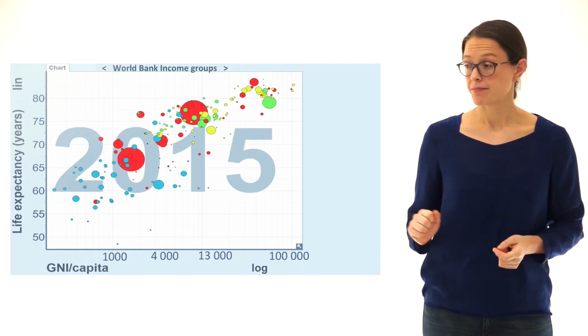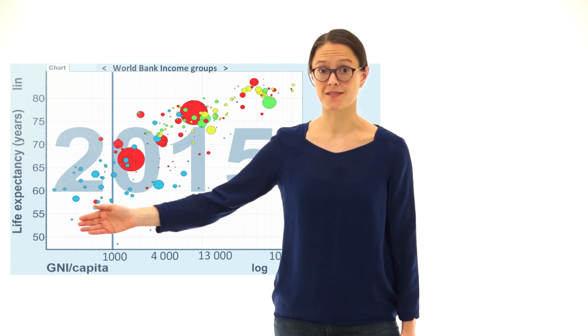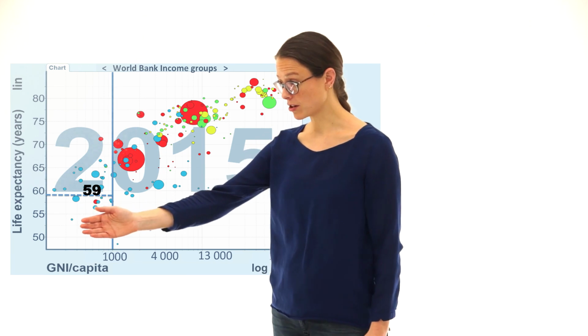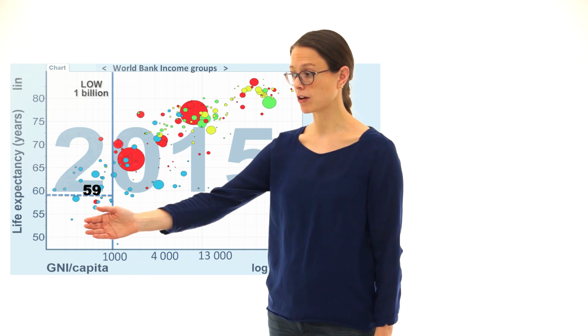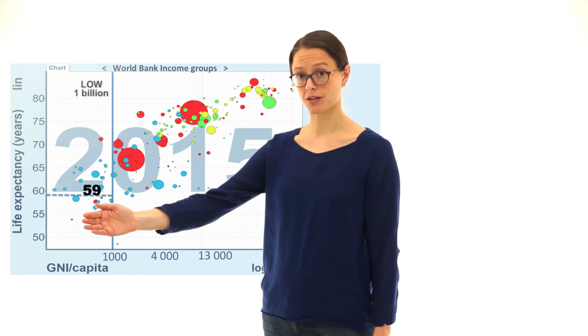So, to reflect the bigger variation and the continuity between countries today, we use four groups, the four World Bank income groups. Let me show you what that looks like. First, in this corner, we have countries which have little money and people live short lives. Life expectancy is only 59 years. These countries are called low-income countries. We can find a country like the Democratic Republic of Congo in this group. In total, 1 billion people live in low-income countries.